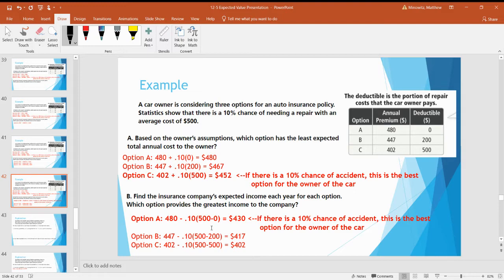Obviously, if you always get in an accident, you probably want the top one, so you don't have to pay extra when you get into an accident. And that's pretty important as a high school student. If you know you get in more accidents, you may want to pay more money up front to not have to pay money when you do get into an accident.